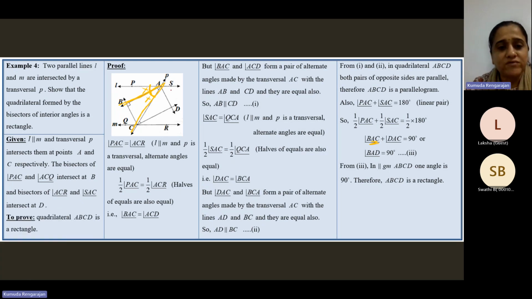Similarly, half of SAC. SAC is this angle. Its halves are this one and this one. We'll write this one as DAC. So BAC plus DAC is equal to 90. Now, what is BAC plus DAC? The sum of these two angles is BAD. So like this, you prove that BAD is 90. If you prove that BAD is 90, that means in this parallelogram, we prove that one angle is a right angle. So it's a rectangle.